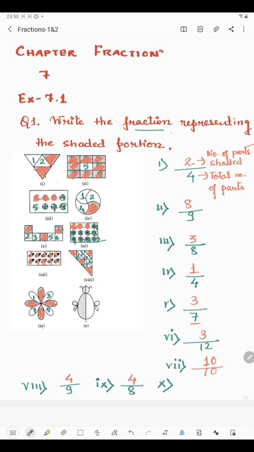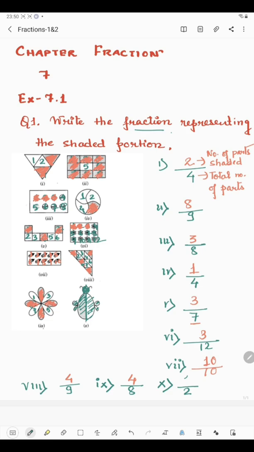Now in the last part we can see that though all parts are not equal, but here this insect is divided into 2 equal parts. Here this portion is equal to this portion. Again this is same as this. Again, this is same as this and this is same as this. So we can see that since there are two parts, total parts are 2, and out of 2 parts only one part is shaded, so it's 1 by 2.